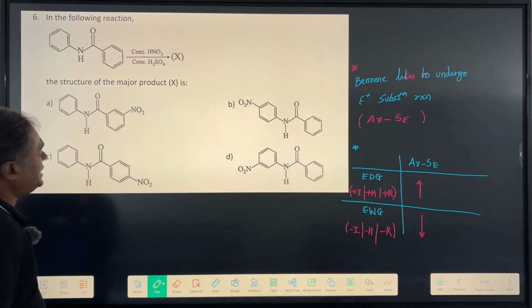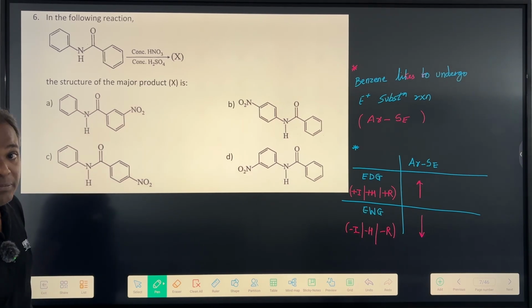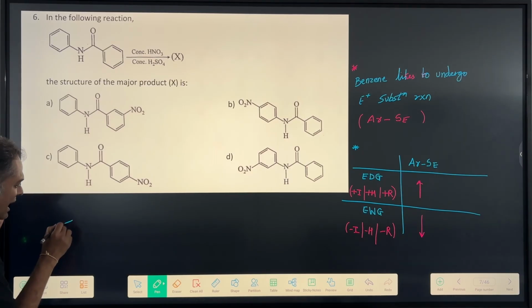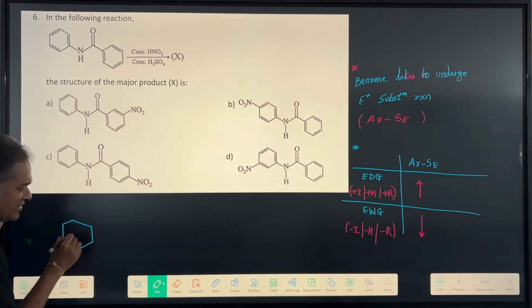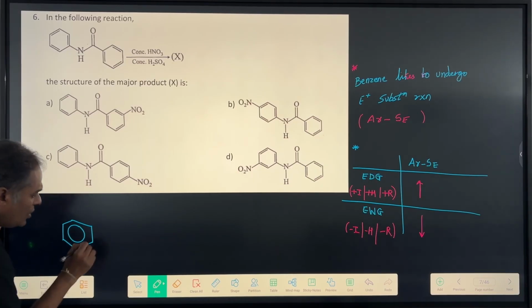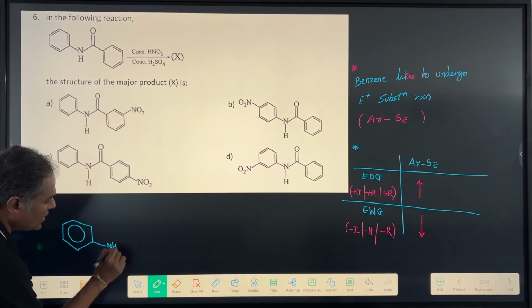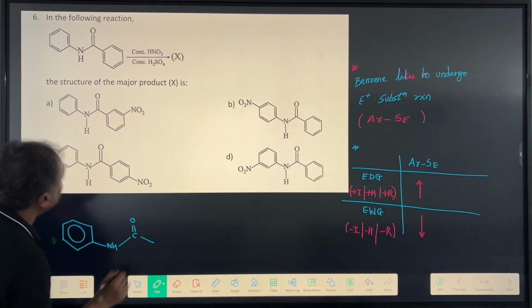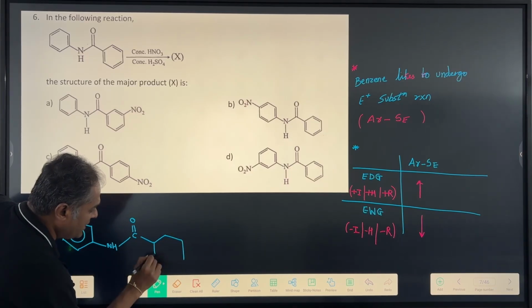Now, kids, before we start anything, a similar type of question was also there in a past NEET paper. Now, what is the concept you have got over here? Just see. I have got a cyclic ring which is a benzene molecule. You can see very clearly. Now, I have got an NH group, a carbonyl group, and again another benzene ring.